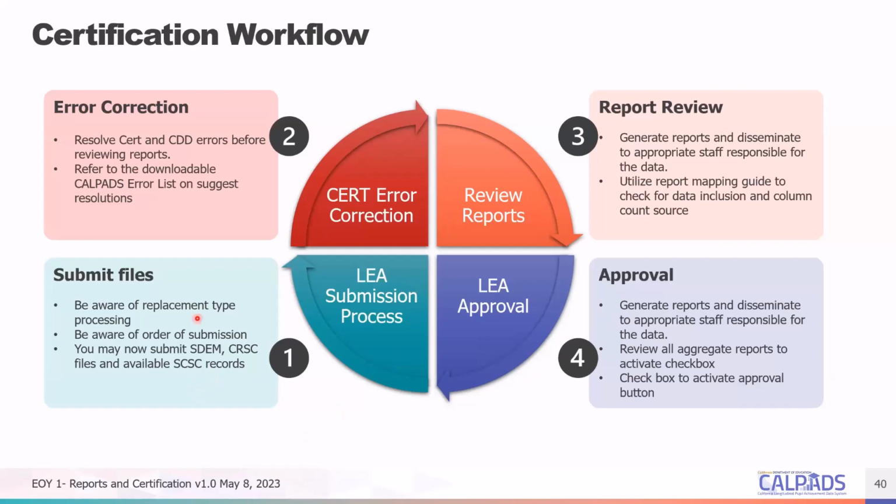Once you've submitted your records to CALPADS, you then go to your certification page and see if you have certification errors and any CDD errors to correct. To correct all of these errors, you have to refer to the CALPADS error list or click on the error button of that specific certification or CDD error, and it will lead you to the CALPADS user manual error pages.